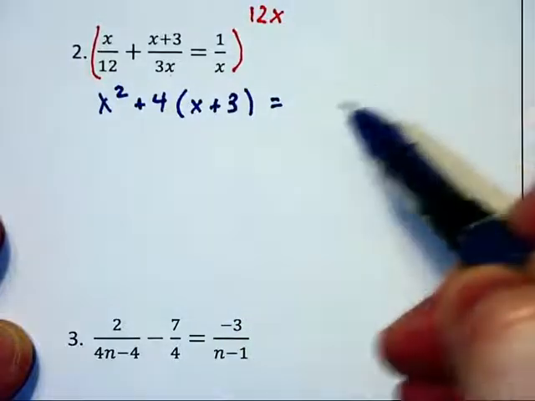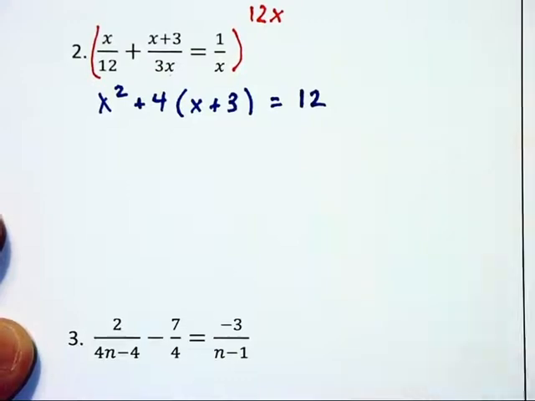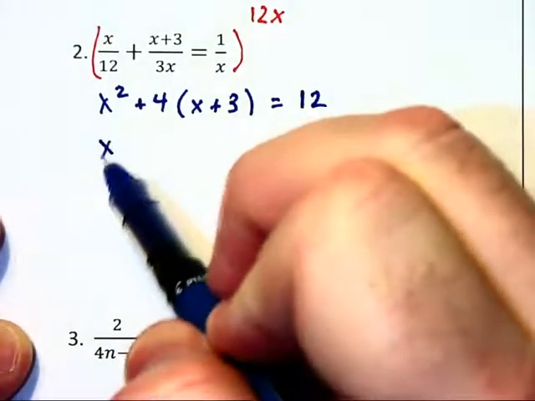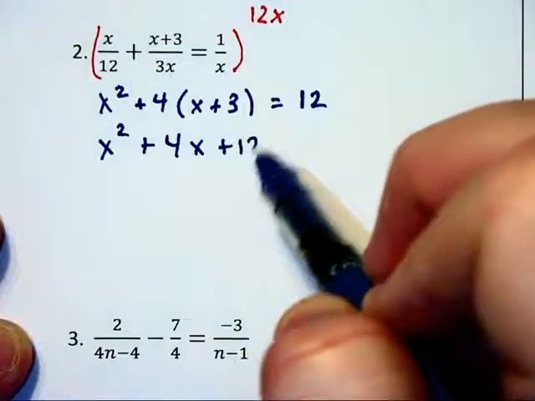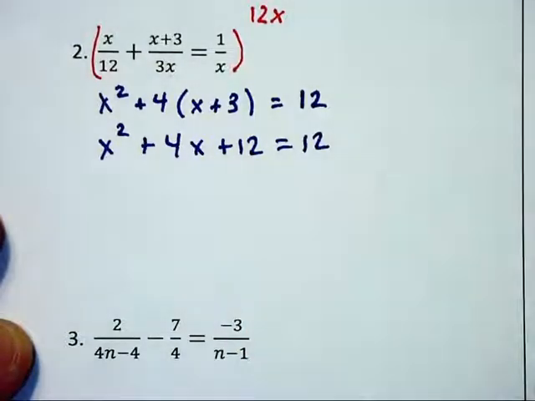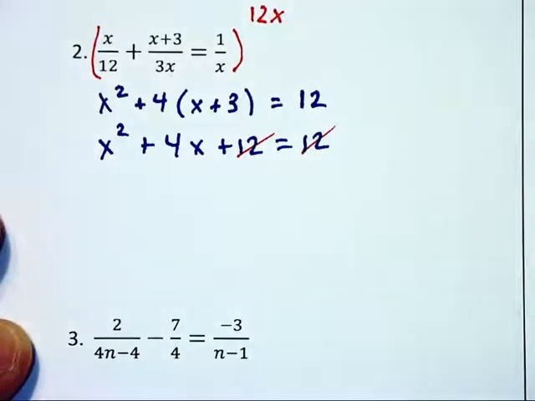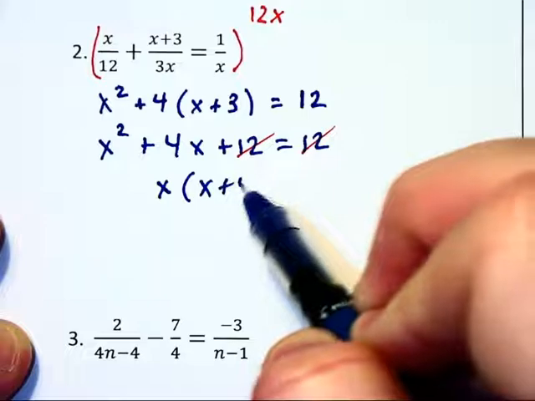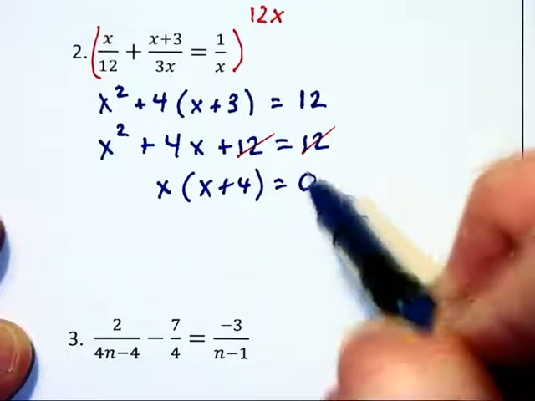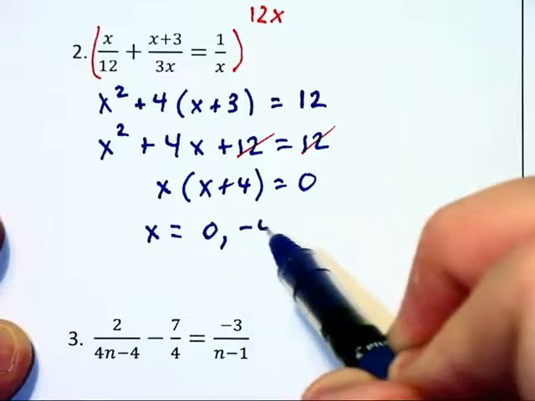On the right side of the equation, the x's cancel, and you have 1 times 12, which is equal to 12. Distributing, you now have x squared plus 4x plus 12 is equal to 12, and you will note that we can subtract 12 off of each side easily. Factoring the left, we have x times x plus 4 is equal to the 0 that's on the right, and we have solutions of 0 and negative 4.